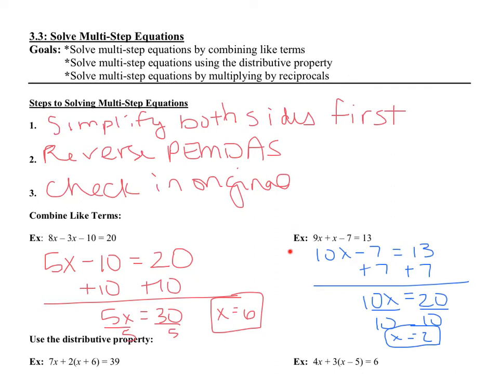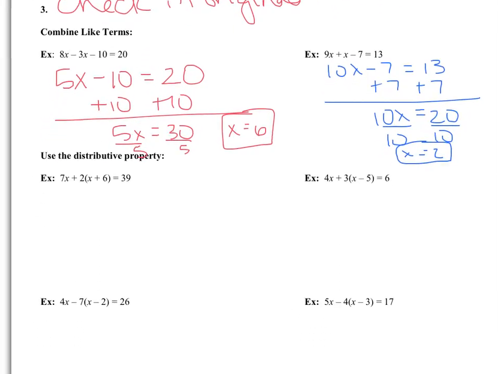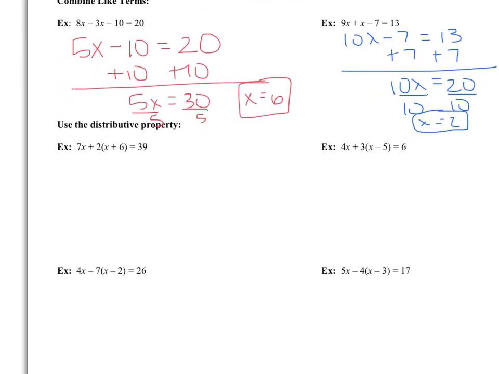So when you combine your like terms, 9x plus x, remember there's really an imaginary 1 in front of x, so that would be 10x. And then we're going to isolate x by getting rid of the minus 7 and then dividing both sides by 10. So if we scroll down here, these types of problems we're going to be doing the distributive property.